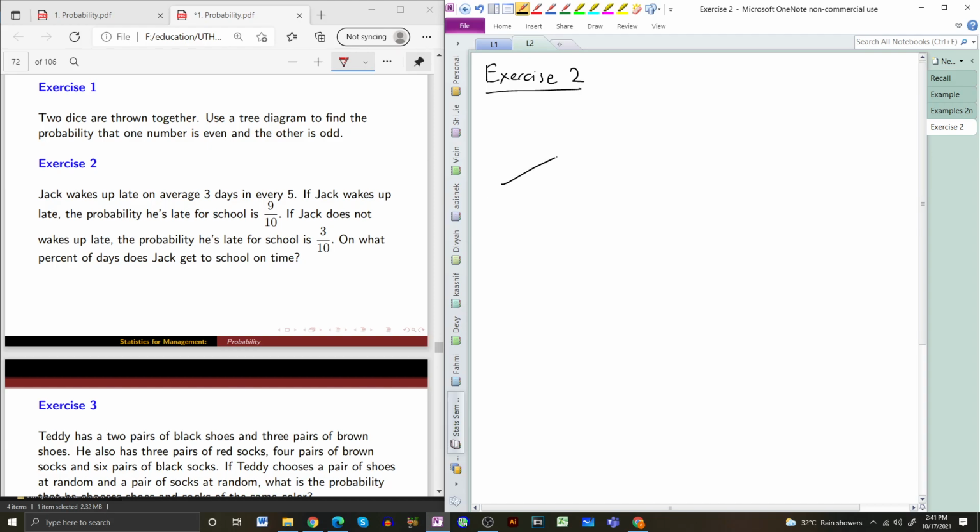Again, wake up on time, wake up late. What is the probability of waking up on time or waking up late? First, because they give you wake up late 3 days in every 5, that is 3 over 5, which is 0.6. So right here, 0.6. And this one should be 0.4.